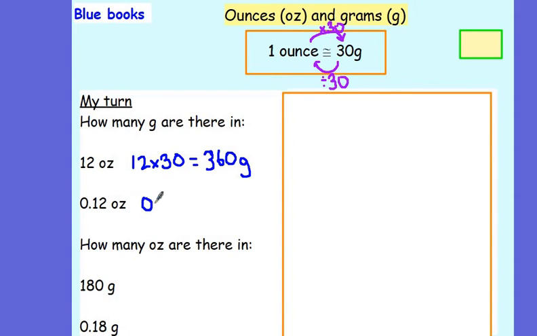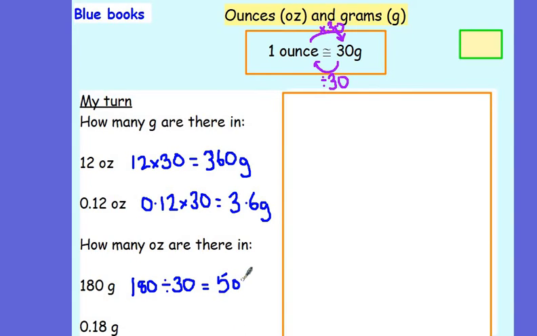For 0.12 ounces, I do 0.12 times by 30, which gives me 3.6 grams. To go the other way, we know we need to divide by 30, so 180 divided by 30 gives me 5 ounces.